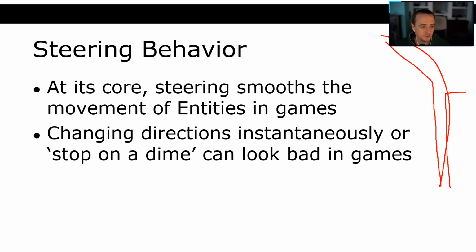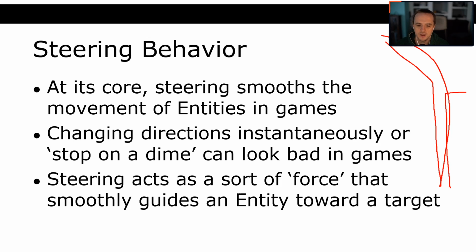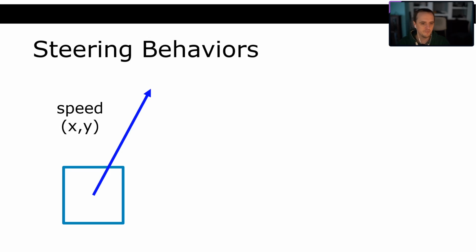So if we were in a car and we actually had to steer, right? That's what steering behaviors are going to do. They're going to steer us toward a goal rather than go straight for a goal. And the way it's going to do that is that we're going to have a steering force that smoothly guides an entity towards a target or away from a target based on the logic that we want to implement. So that's what steering is. Okay, so let's get into a little bit of math.